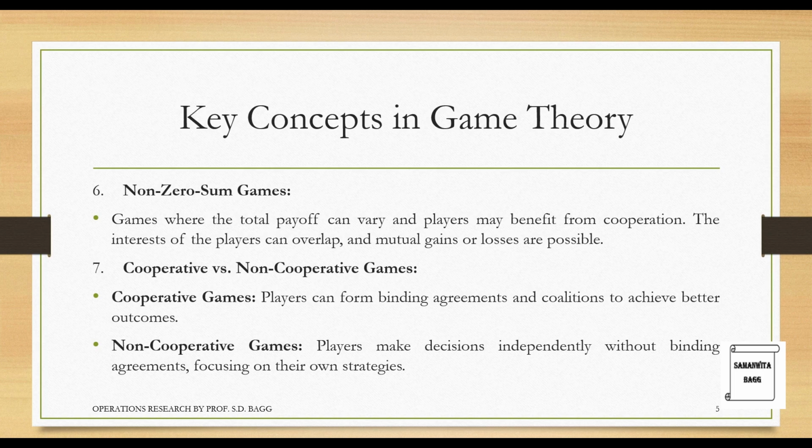Cooperative versus non-cooperative games. Cooperative games, players can form binding agreements and coalitions to achieve better outcomes. Non-cooperative games, players make decisions independently without binding agreements, focusing on their own strategies. So in cooperative games, there is some kind of a binding agreement made such that they are able to have some kind of an output together. And non-cooperative means the person is going to play independently irrespective of what the situation will bring to that person. Now this could be an individual or it could be a company or it could be a government.